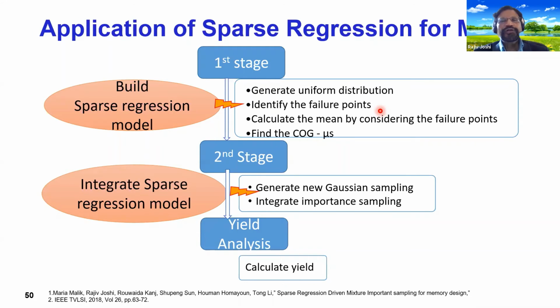Then in the second stage, we generate an approximate model based on the first stage. That is the sparse regression, and based on this uniform sampling, we generated the model and then subjected it to the importance sampling. Okay, so the sparse regression comes with its own pros and cons.